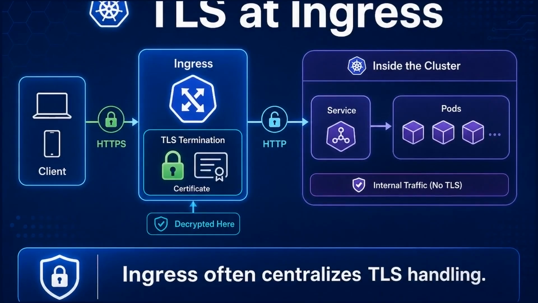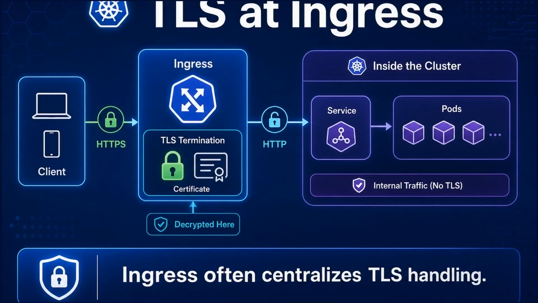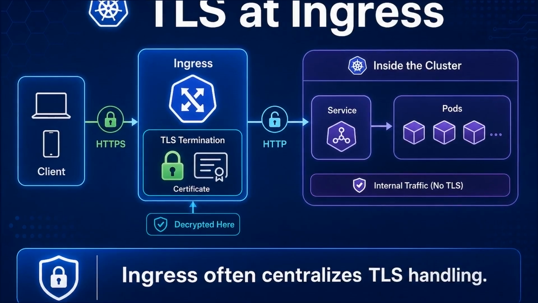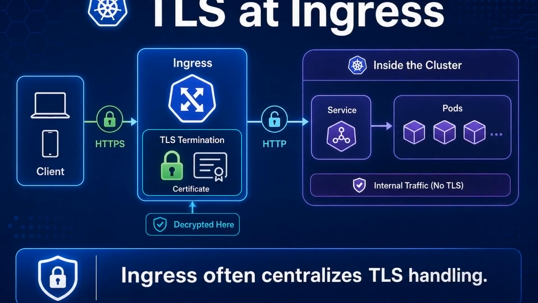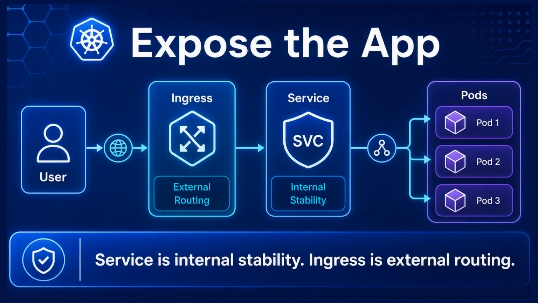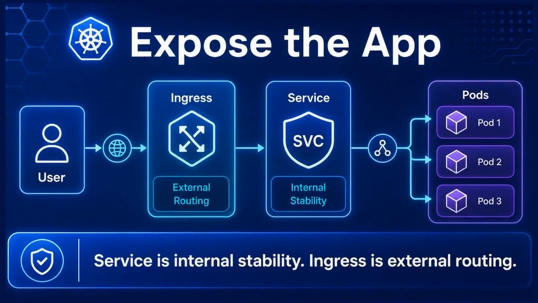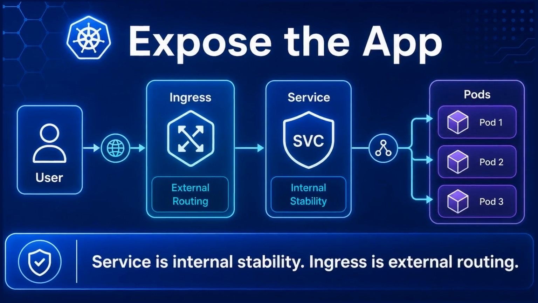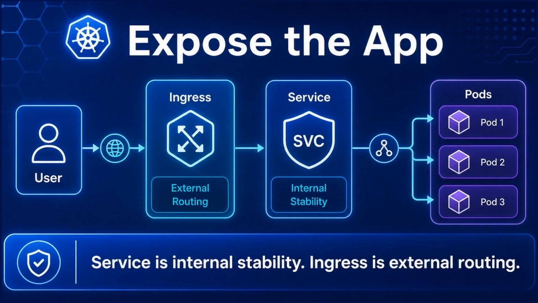Why is that useful? Because it centralizes certificate handling and routing policy instead of making every application pod solve that itself. So the top-level exposure path usually looks like this: external user, then Ingress, then service, then pods. That is the reason services and Ingress are separate. A service solves stable internal reachability. Ingress solves controlled external routing.